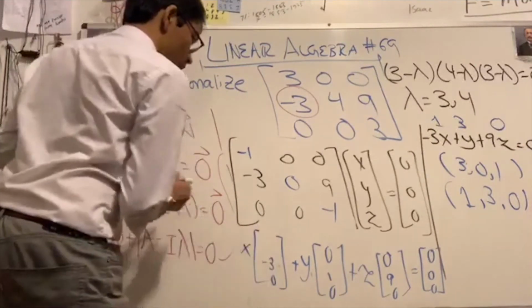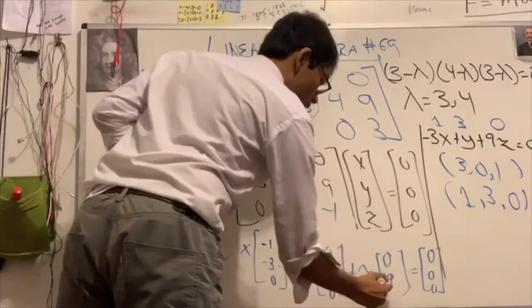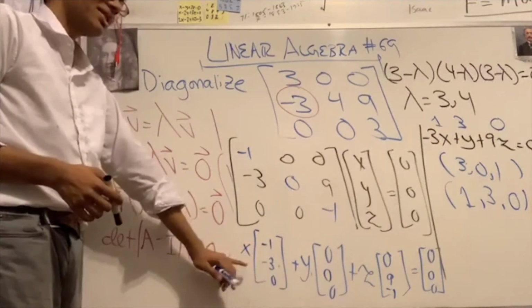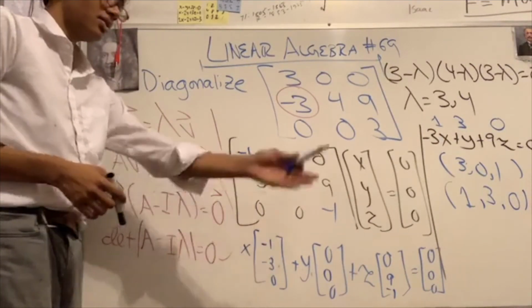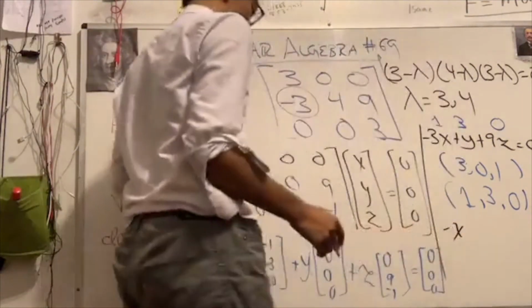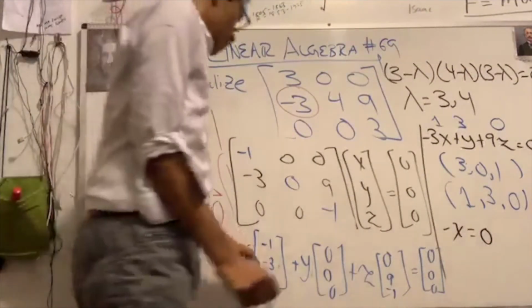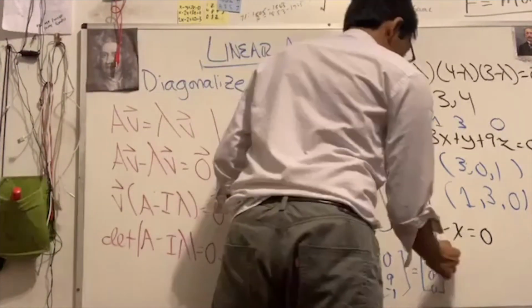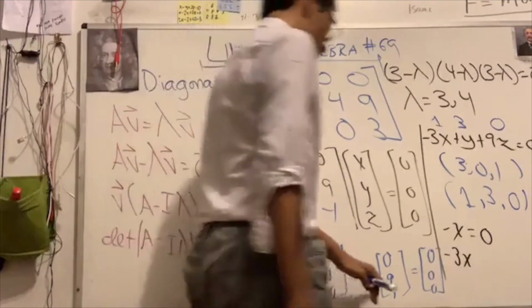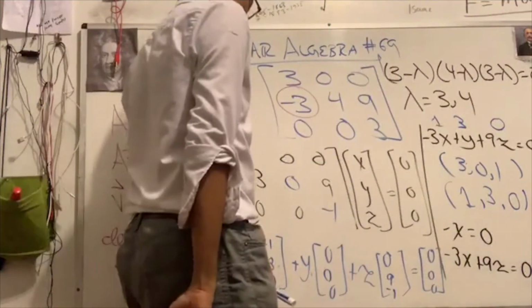So I'll have minus 1 here, 0 all the way through right here, and 9, negative 1 here. Give me the system of equations for this. Who wants to multiply this out? Minus x plus 0 plus 0 equals 0. Next line: x is 0. Next line, please: minus 3x plus 0y plus 9z equals 0.